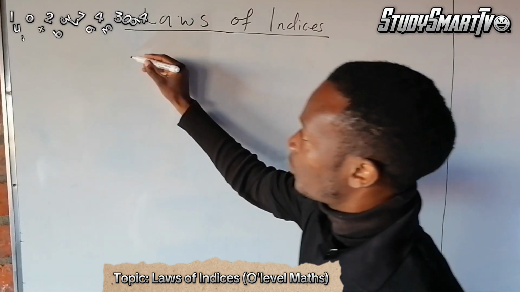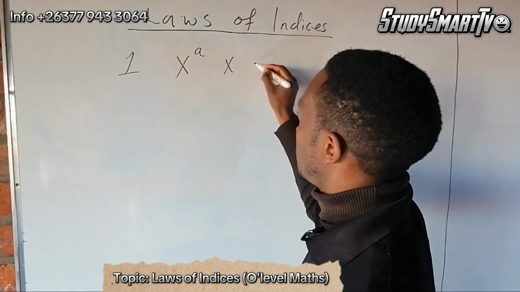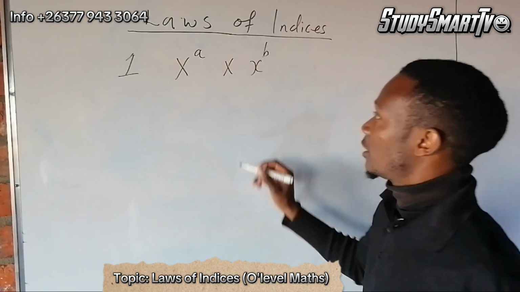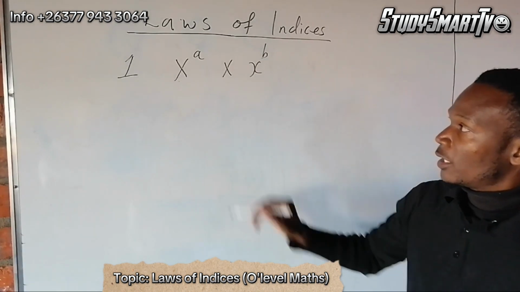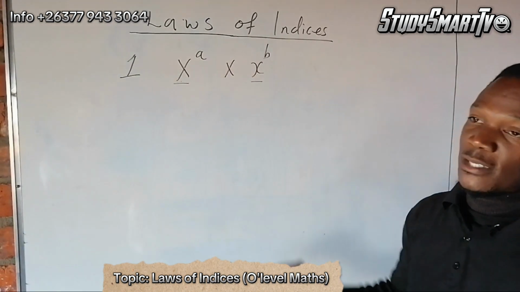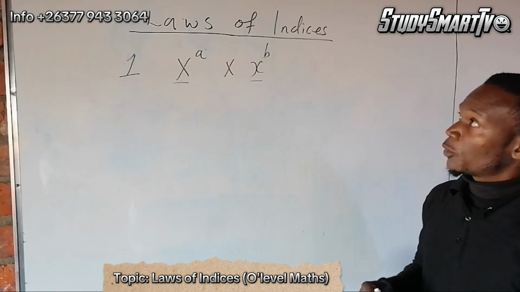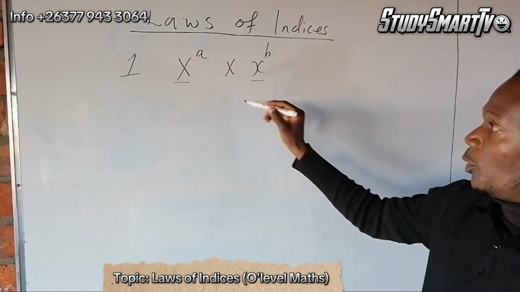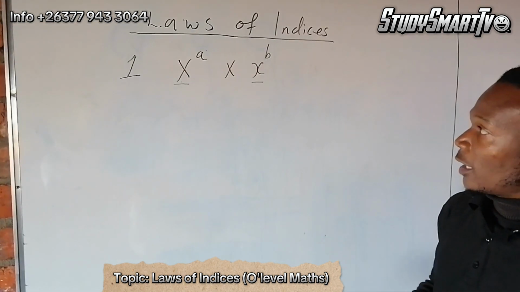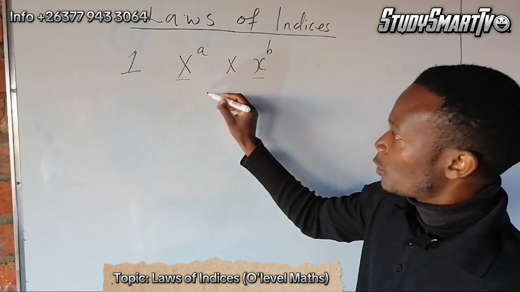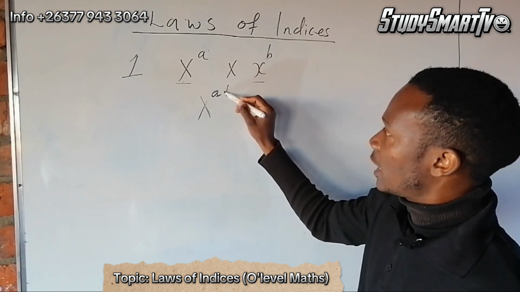So here we have one of the laws which says x to the power a multiplied by x to the power b. What do we mean if we're saying x to the power a times x to the power b? Here x represents the base, whilst a and b represent the powers, or what you call the indices or an index. So when we are multiplying terms with the same base, for our law we have to add the powers. So it will be x to the power a plus b.